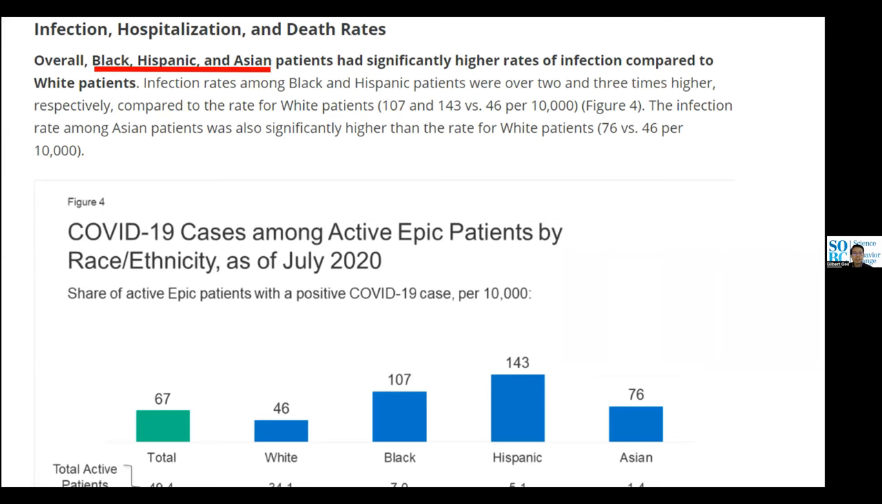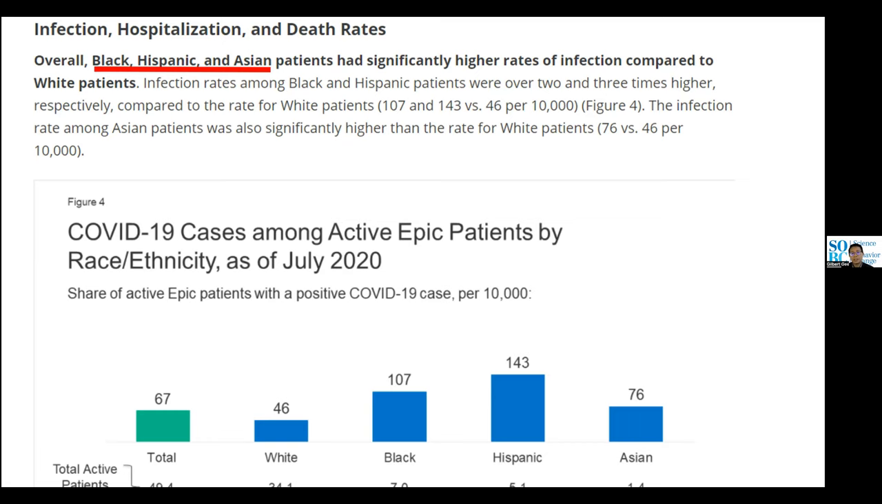Here's some additional data that's a little bit more recent, related to COVID data. And of course, take all the numbers with a grain of salt, because COVID numbers are always changing. But as you can see from this call out and the bar chart that accompanies it, it basically says overall Black, Hispanic, and Asian patients had higher rates of infection. And the bar charts, of course, comport with that.